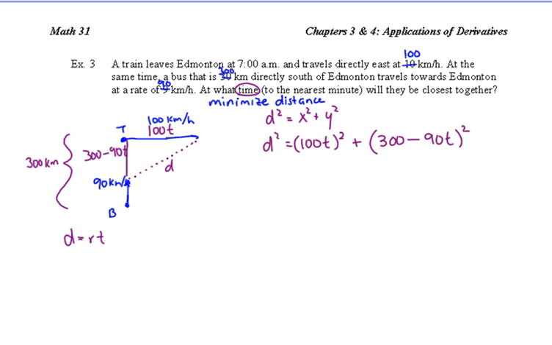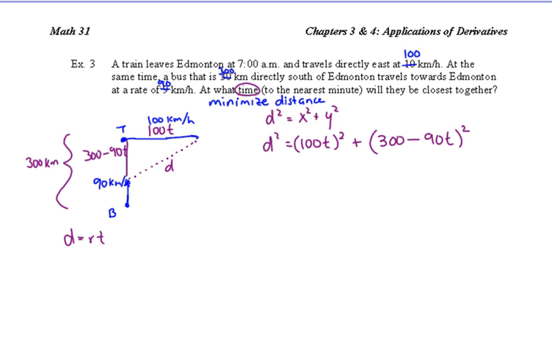Now, we could simplify this if you wanted to, but we can go straight to differentiating. This is what I'm minimizing: a distance. I have two variables total. So can we go straight to deriving? Yes, because this is going to be ugly to simplify. So let's just derive this.